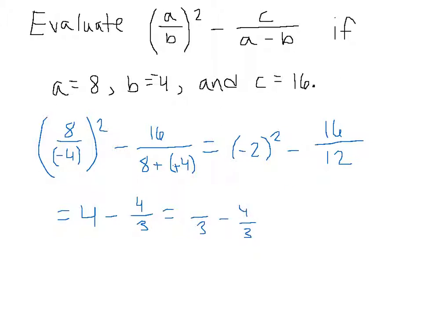Then I have to figure out what number divided by 3 gets me 4. All you have to do is multiply. 3 times 4 is 12. 12 minus 4 gets me 8. So my final answer is 8/3.